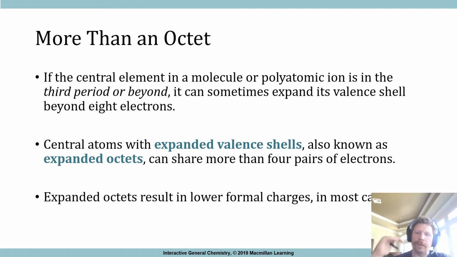It's pretty rare that you're going to find something there that exceeds its octet. However, below that, where you'll find things like sulfur and phosphorus, those can expand their valence shell beyond 8 electrons. So they go beyond that 8 electrons surrounding it. Central atoms with expanded valence shells are also known as expanded octets. They can share more than 4 pairs of electrons. Expanded octets result in lower formal charge in most cases.